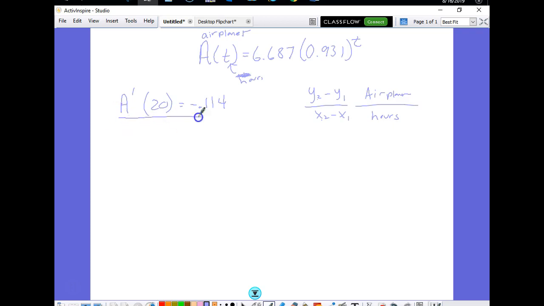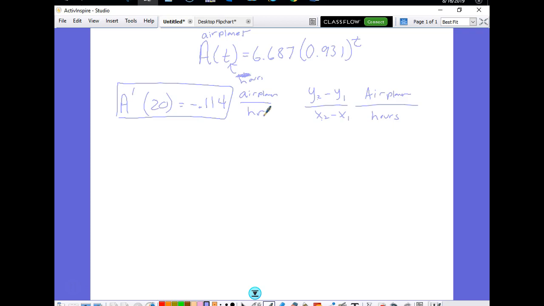Well, instantaneous rate of change, remember, that's a slope. So even though I'm not calculating slope this way, instead I'm using a derivative, it would still be output over input. So in this case, it's airplanes per hour also. Okay, so that's the units.